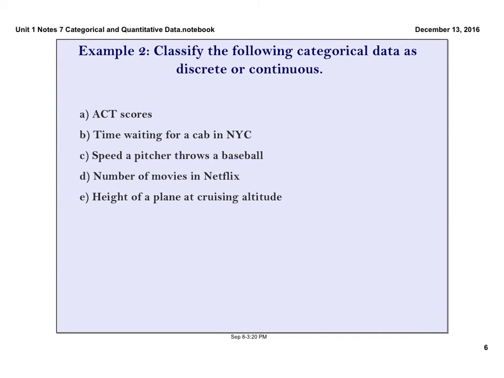All right, so now we're going to take a look at a few examples and we're going to try and classify some data into either discrete or continuous. And remember, discrete means that there are breaks in the data. Continuous means that there are no breaks. Okay, so ACT scores.